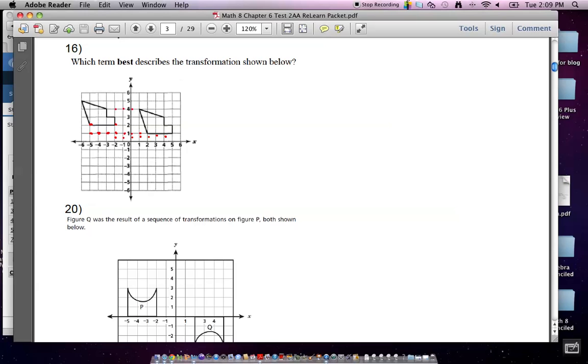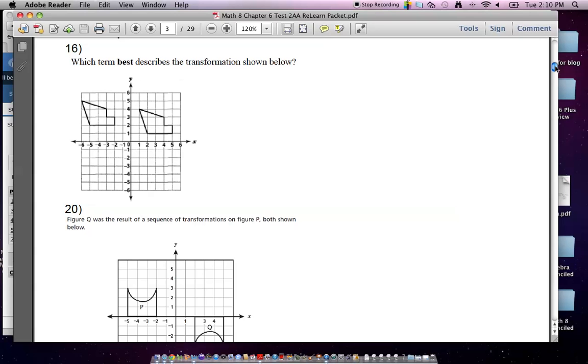1, 2, 3, 4, 5, 6, 7 to the left, up 1. So this is a translation specifically 7 to the left and up 1. I could write that as this: 7 to the left is x minus 7, y plus 1 is y up 1. Or I could just say that it's a translation. Either way is cool.